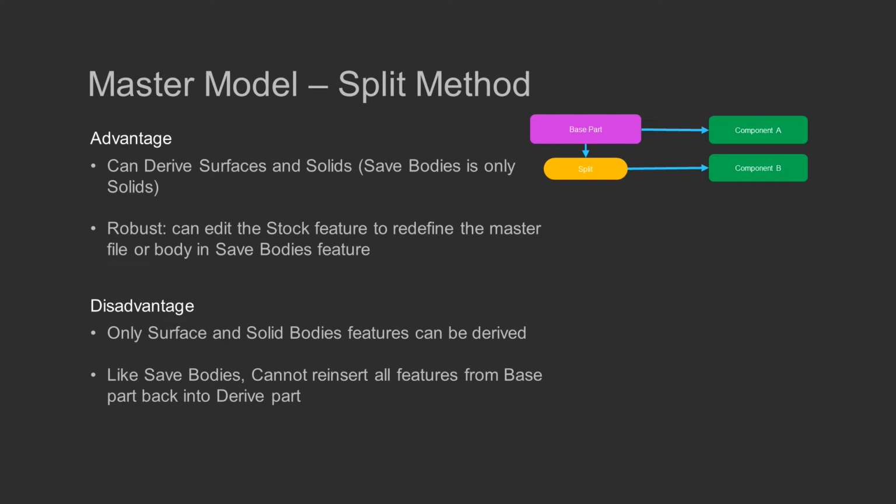And also like save bodies, you can't reinsert all of the base features that were used to create the geometry back into Derive. In all fairness, it really does what it says here in that if you try to do this and break references with the base part, it just reinserts the stock part. But that's really, I don't think, what users would intend if they were to use it.